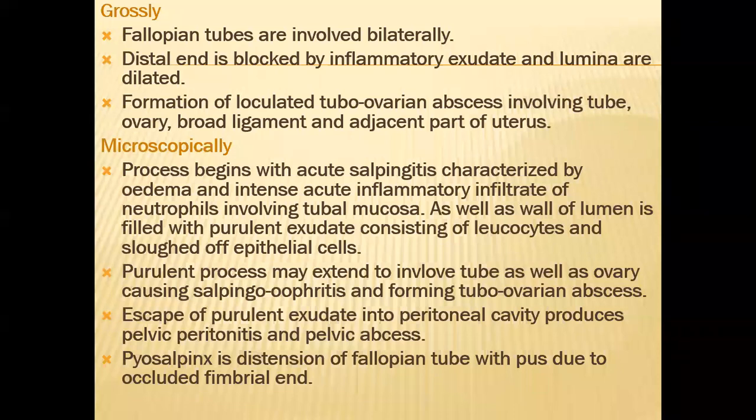When the infection ascends from the vulva, vagina, and cervix, it involves the uterus and both tubes, and then it can lead to involvement of the peritoneal cavity, causing pelvic peritonitis and pelvic abscesses. Pyosalpinx, the presence of pus in the fallopian tube, is distension of the fallopian tube with pus due to an occluded fimbrial end.